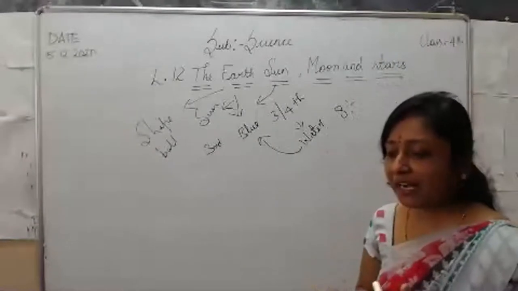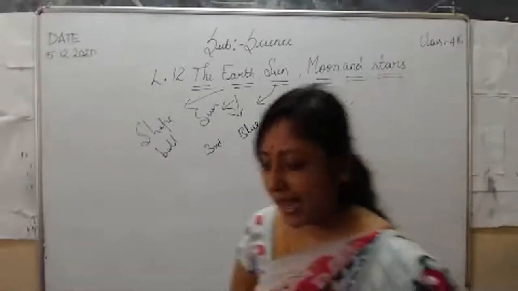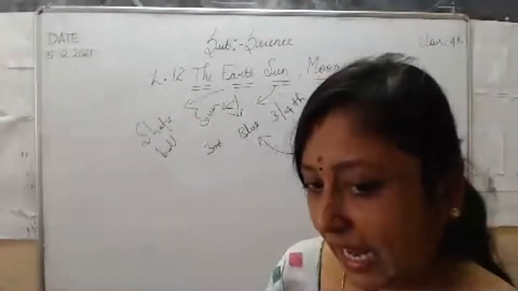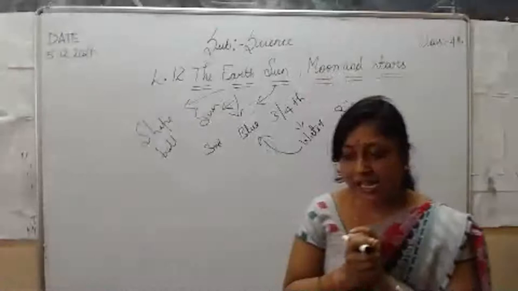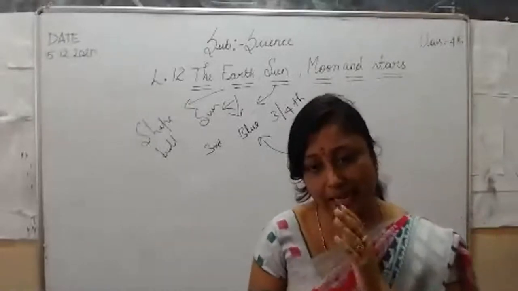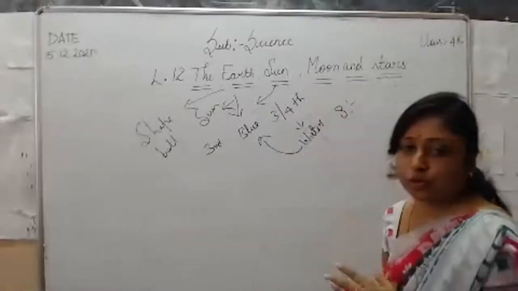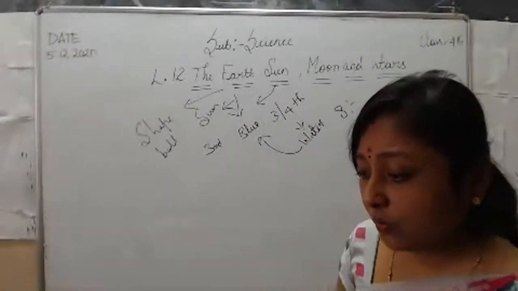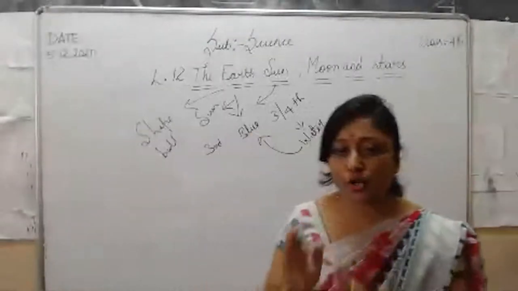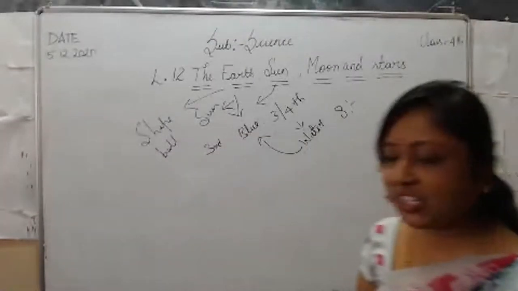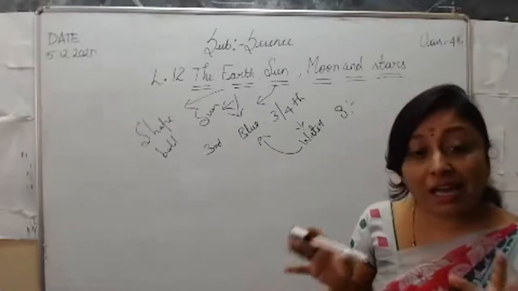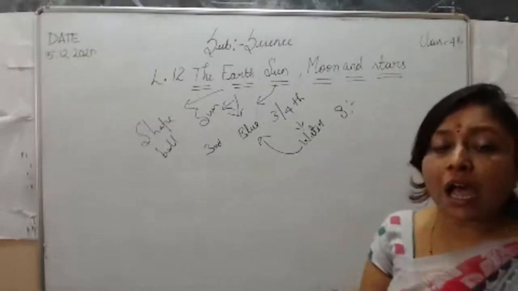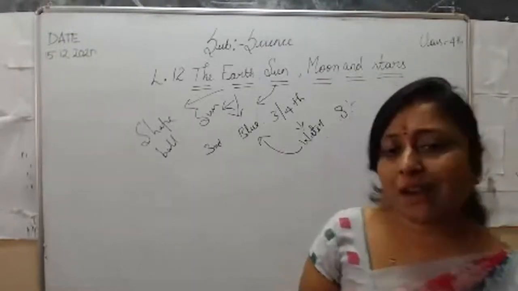It is the only planet which is covered by air as a blanket. Air has nitrogen as well as oxygen in the right proportion. We cannot imagine life without air. Without oxygen, we cannot lead a life on the Earth.